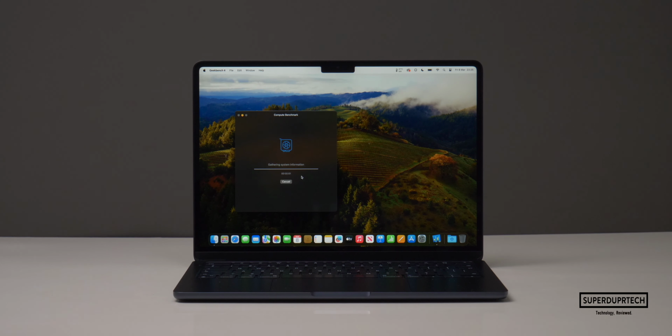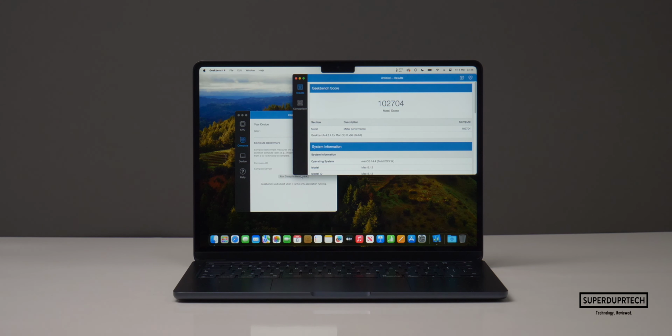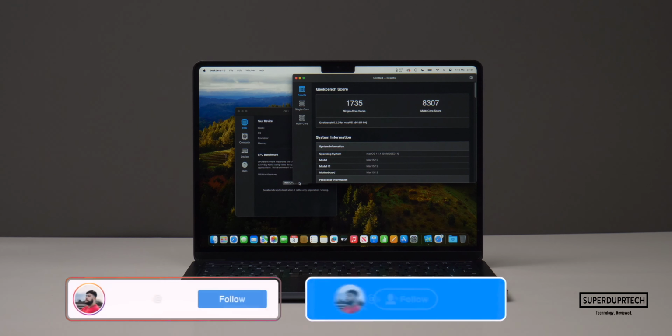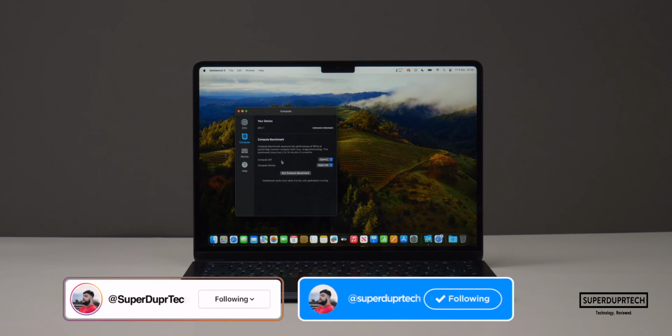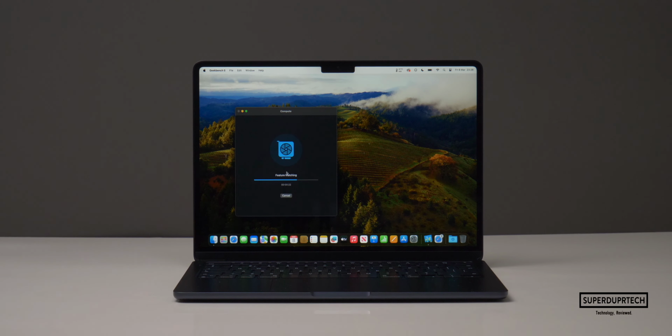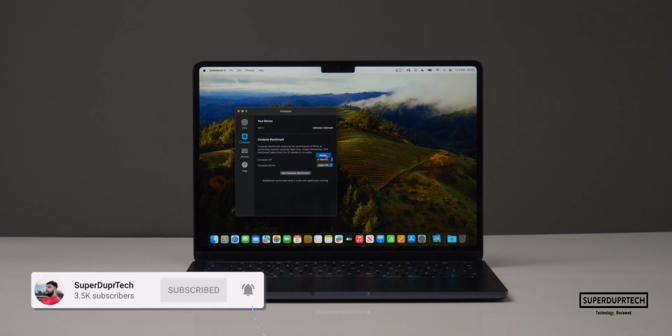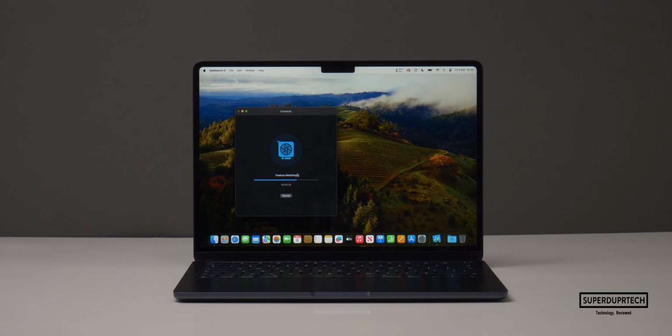I then ran GeekBench 4's compute test, and starting off with the OpenGL test, I got scores of 109,403, but when it came to running the Metal test, I got scores of 102,704. I then ran GeekBench 5, and starting with their CPU test, I got a single core score of 1,735 along with multi-core scores of 8,307. When running the GeekBench 5 compute test, I got an OpenGL score of 26,093, and when running the Metal compute test, I got scores of 27,428.